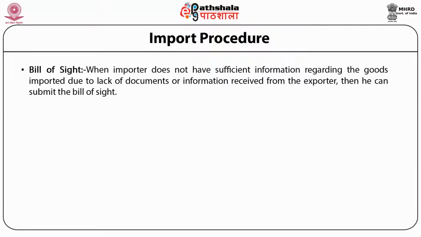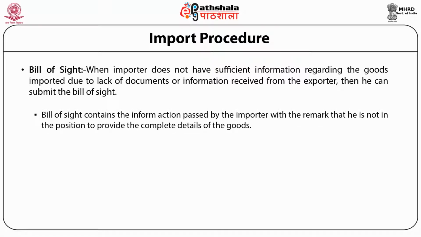When the importer does not have sufficient information regarding the goods imported due to the lack of documents or information received from the exporter, then he can submit the bill of sight. Bill of sight contains the information possessed by the importer with the remark that he is not in a position to provide the complete details of the goods.